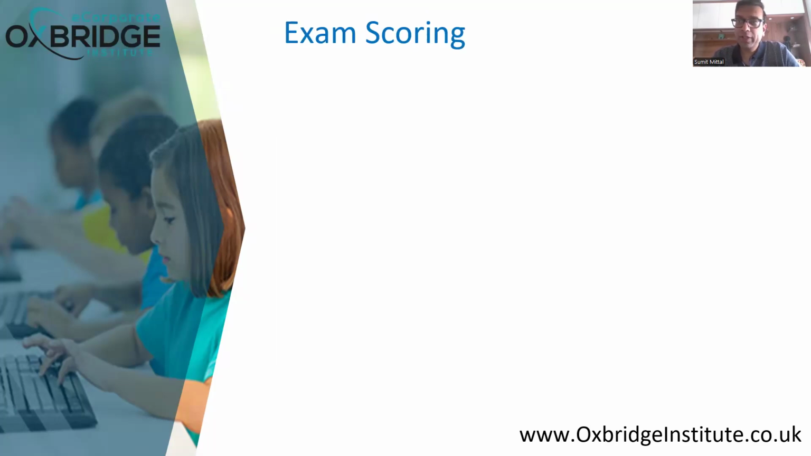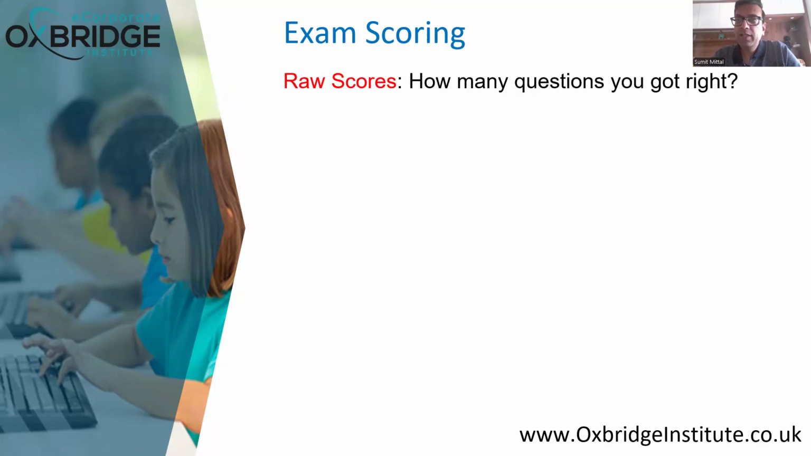Let's talk a little bit about exam scoring, so how the exams are scored. Now, there are 3 terms which you need to be aware of. First one is the raw score. Raw score is basically how many questions you got right. So let's say in the QE paper, there are 50 questions and you got 40 of them right. Then 40, or 80%, becomes your raw score.